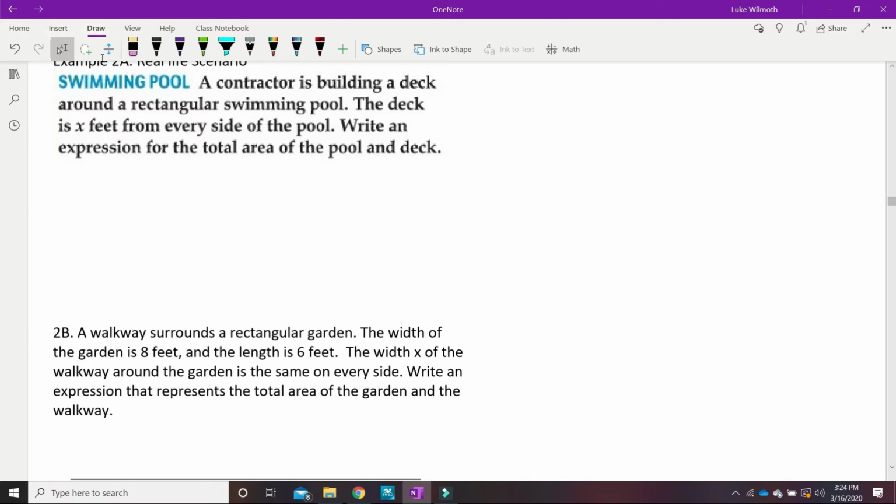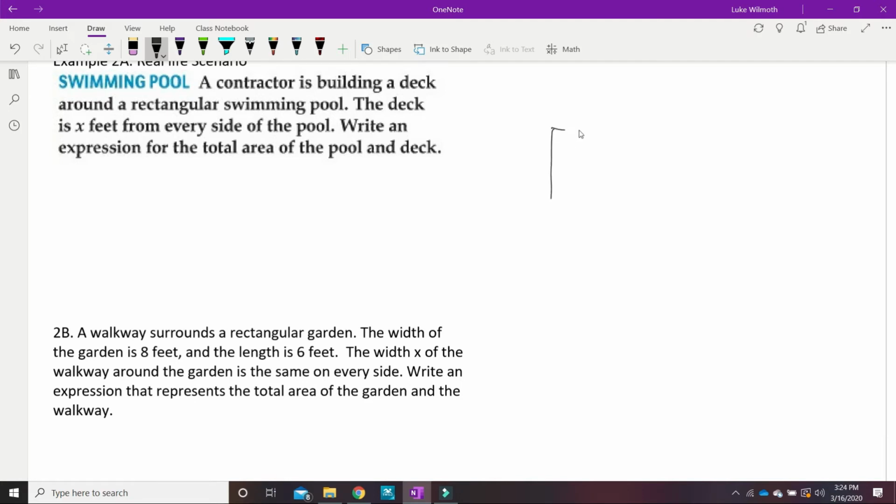Okay, now we're going to look at example 2a. It says we're looking at a swimming pool. So a contractor is building a deck around a rectangular swimming pool. The deck is x feet from every side of the pool. Write an expression for the total area. So let's draw a picture first.